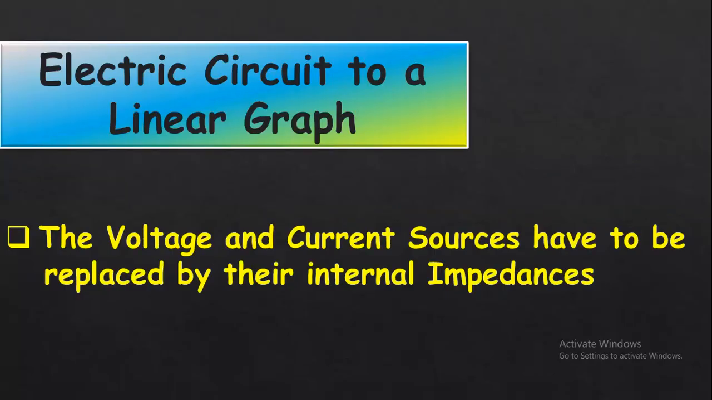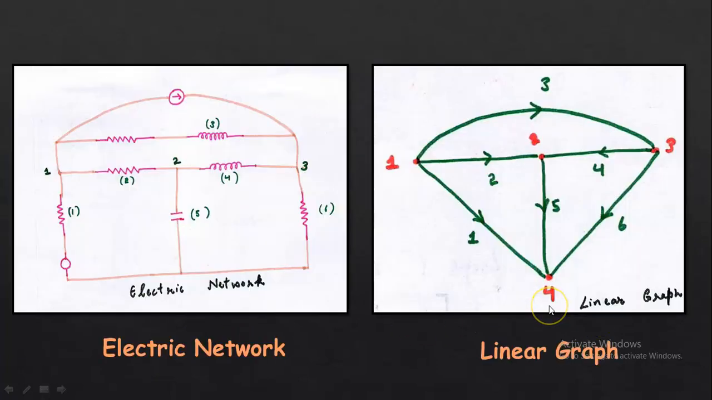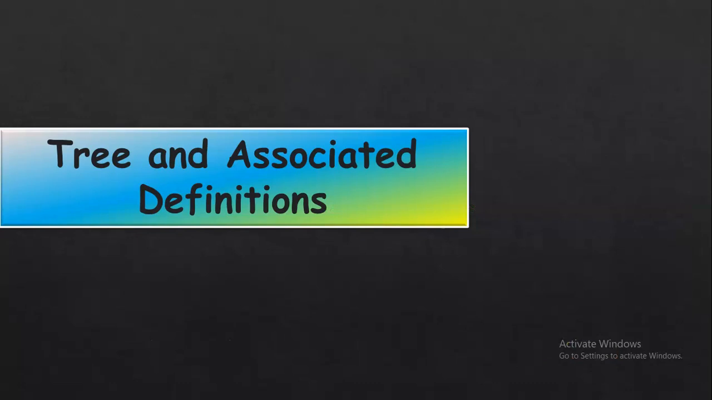Now for converting an electric circuit to a linear graph, the voltage and current sources have to be replaced by their internal impedances. Let us see one example. Here on the left side you can see one electric circuit. This electric circuit is reduced to a linear graph. On the right side we can see the nodes 1, 2, 3 and 4. So each electrical component has been reduced by its internal impedance, and we have got this linear graph.